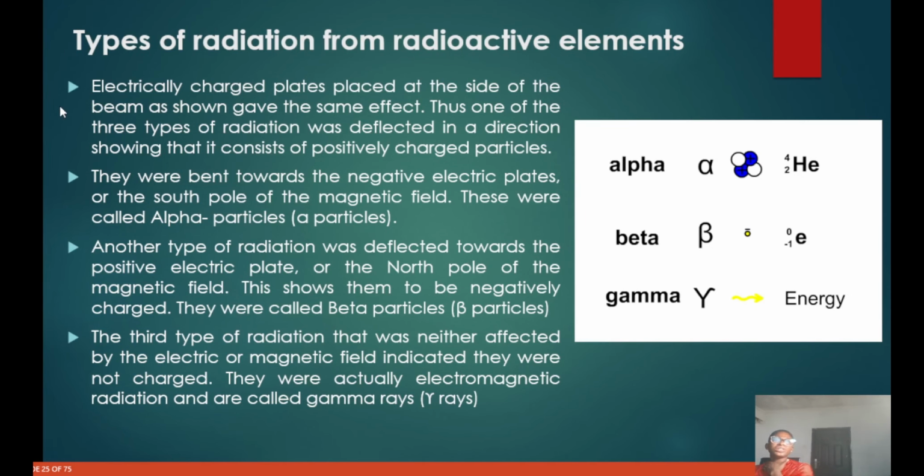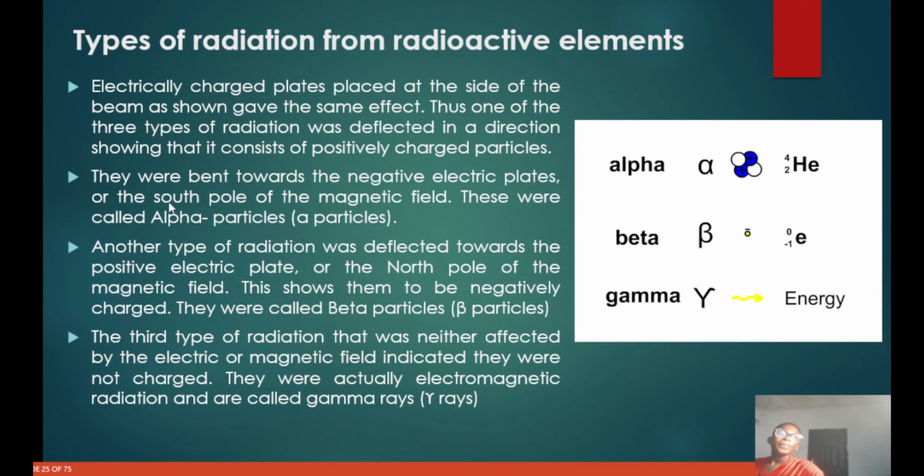Types of radiation. Electrically charged plates placed at the side of the beam, as shown, gave the same effect. Thus, one of the 3 types of radiation was deflected in a direction, showing it consists of positively charged particles. They were bent towards the negative electric plates. Don't forget what we said, that like charges repel, while unlike charges attract. So this ray that went towards the negative indicates that it is positively charged.